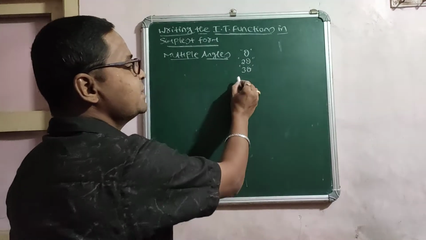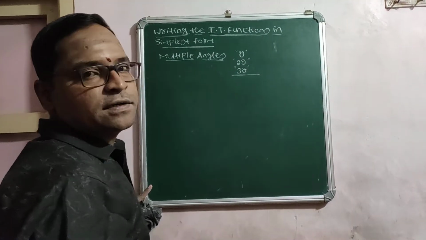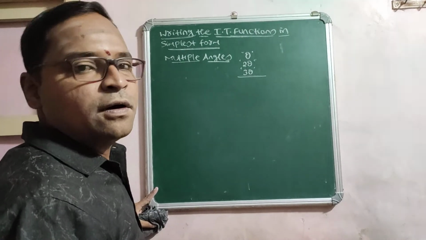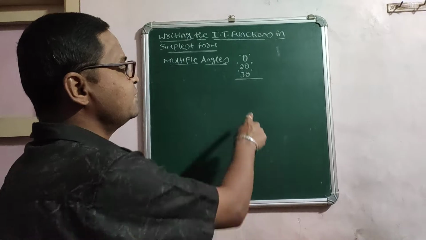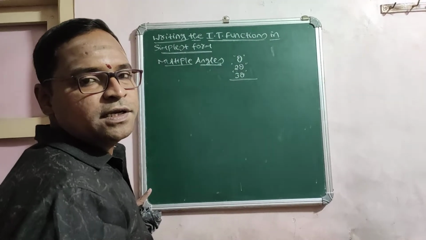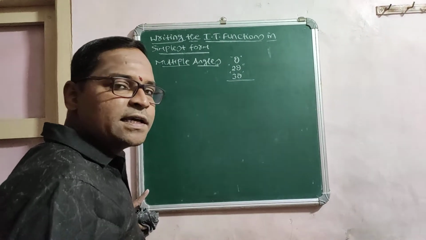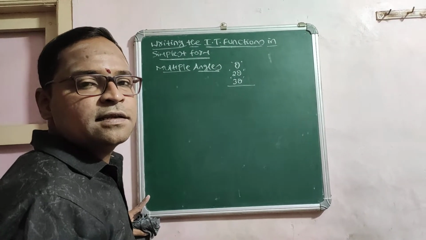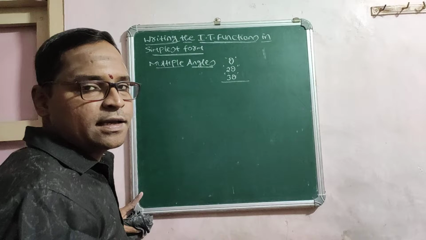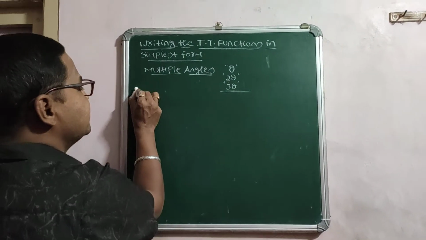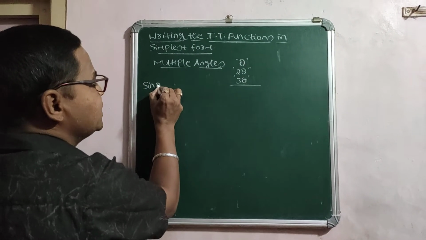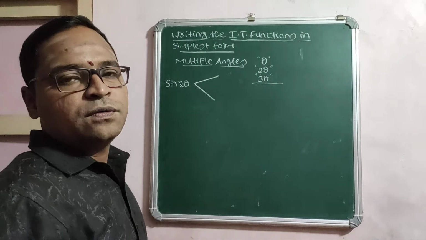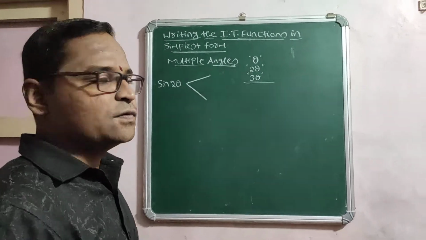But in CBSE class 12, we observe the formulas up to sine of 3 theta. Suppose if it exceeds 3 theta, then we consider the concept of compound angles. So let us write the formulas of sine 2 theta. There are two formulas we have for sine of 2 theta.